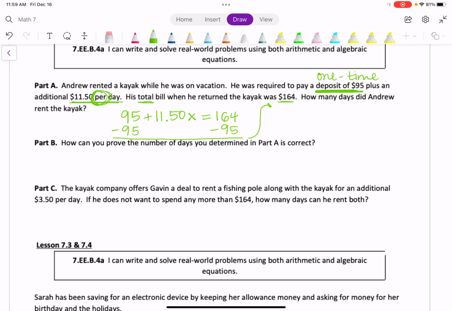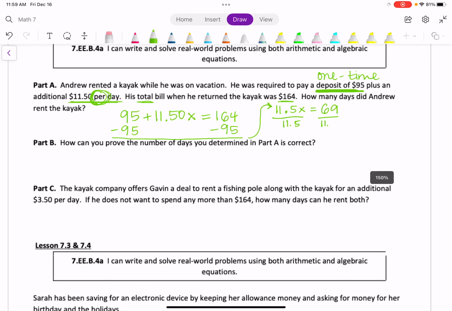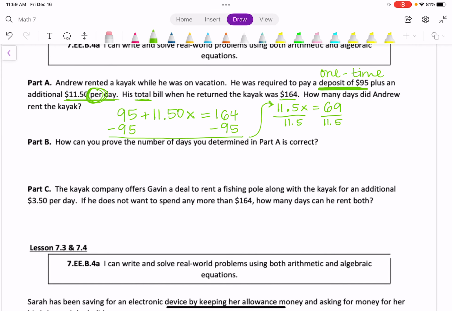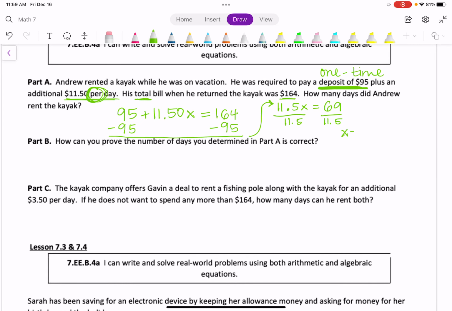And I'm just going to rewrite it up here. So I have $11.50 times x equals what? 164 minus 95. And then I'm going to divide by 11.5. Is 6 days. B says, how do I know I'm correct?